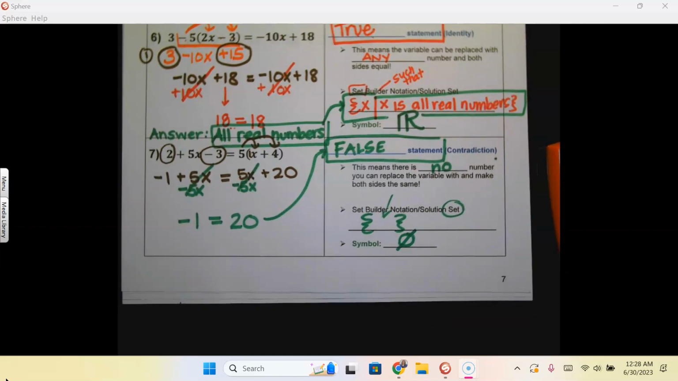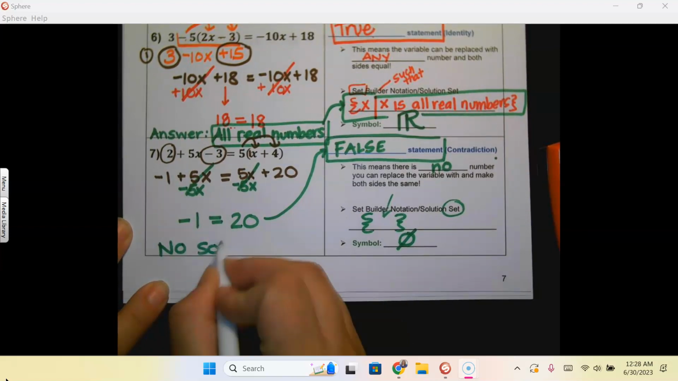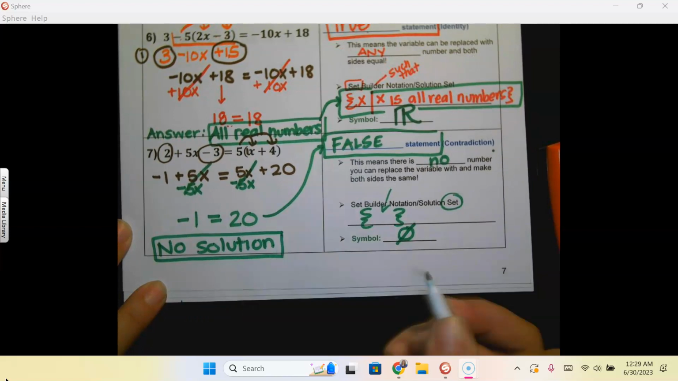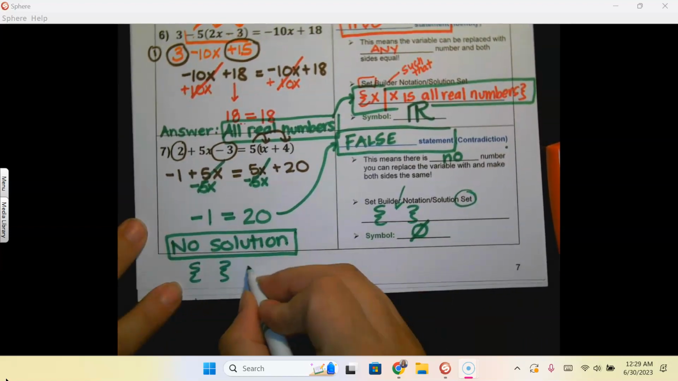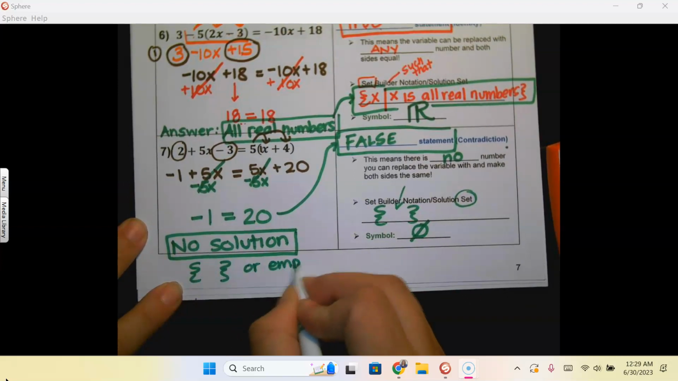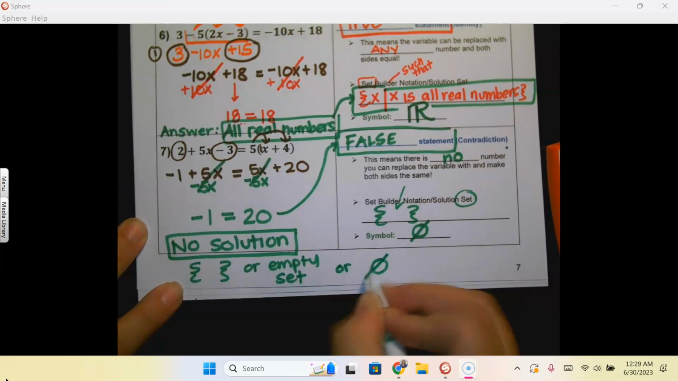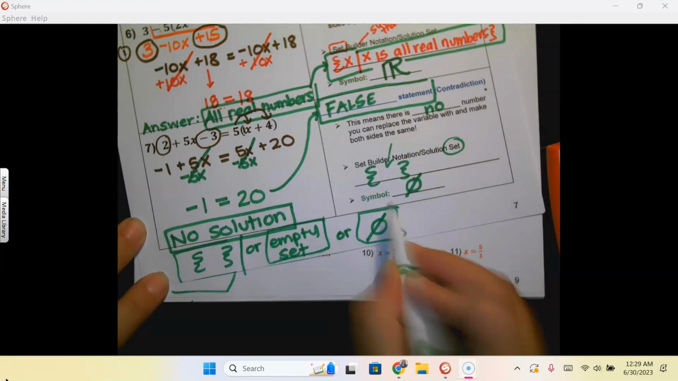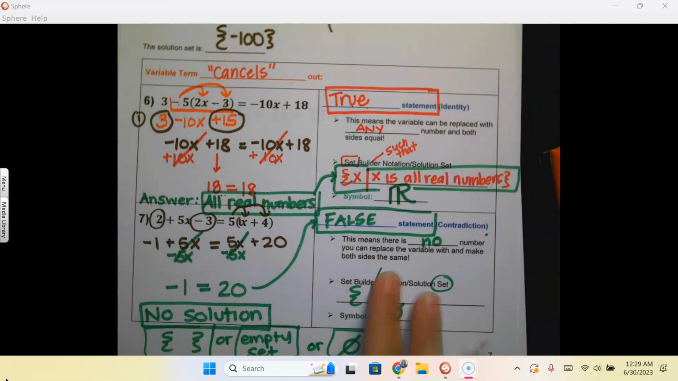So what would I want on a test? How would you write your answer? You can write no solution. I would accept if you wrote that. I would accept if you put the empty set like that, or if you wrote empty set, I would take that as well, or if you put the symbol. Those are all 4 good ways on a test to show me you know that it means no number would work. Okay, so let's demonstrate this.